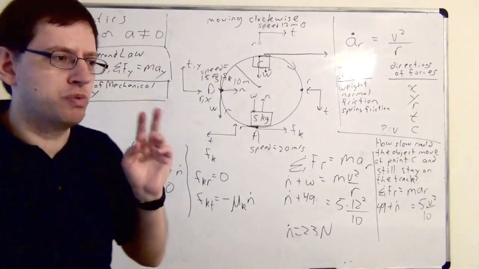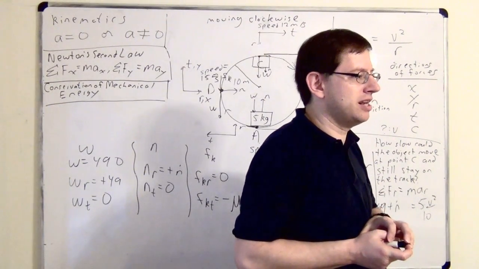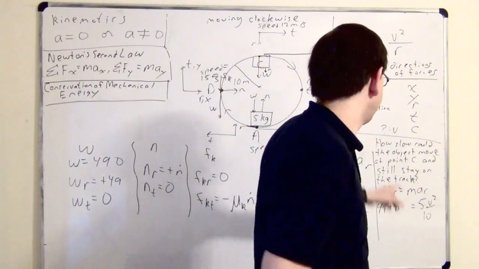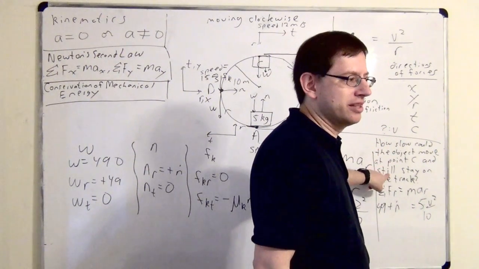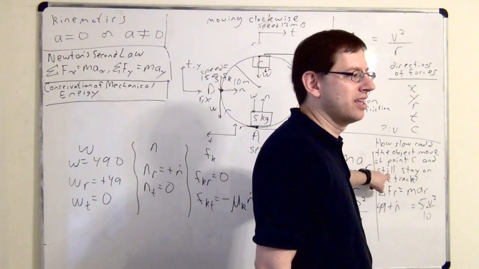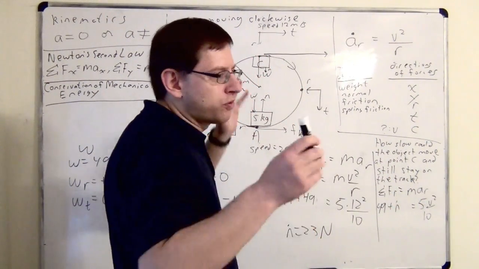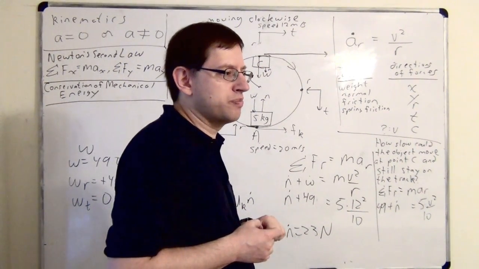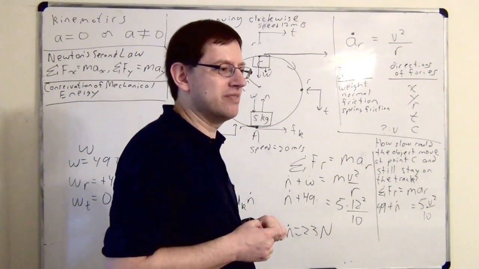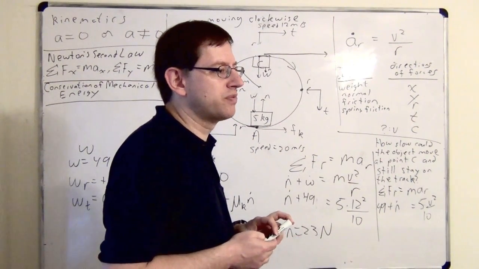Well, here's the thing. What we need to do is we need to imagine the situation where we're just barely maintaining contact with the track, right? That's what they're really asking. At what speed would the object just barely be staying on the track? Well, what does the normal force tell you? The normal force tells you how hard the object and the track are pushing against each other.